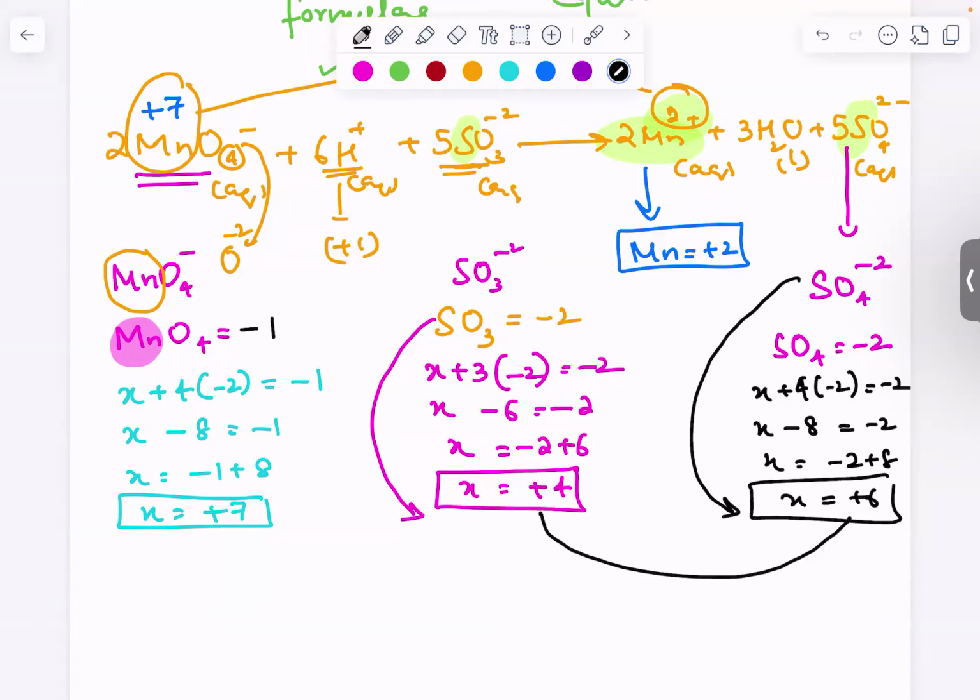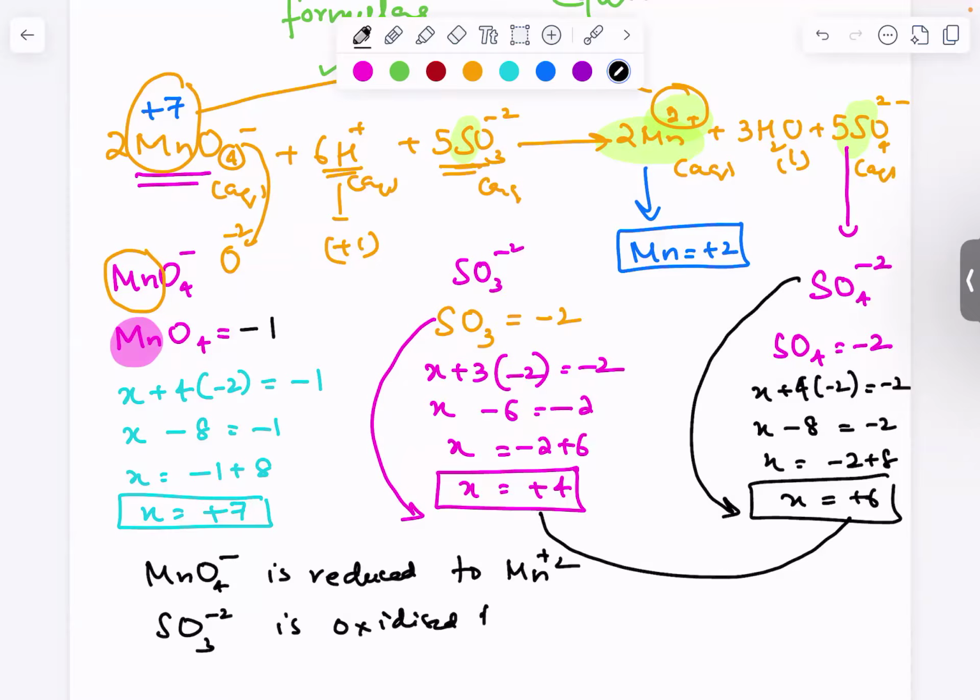That is changing from +4 to +6. So what is it? It's oxidation. Is it clear? So what has been reduced? I'm going to write MnO4 -1 is reduced to Mn positive 2. And then I will write SO3 -2 is oxidized to SO4 -2.